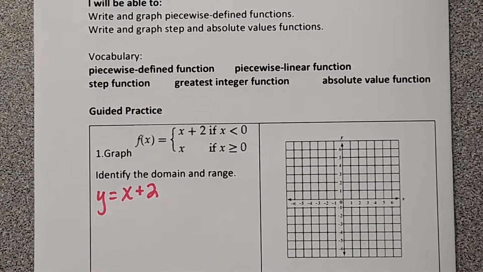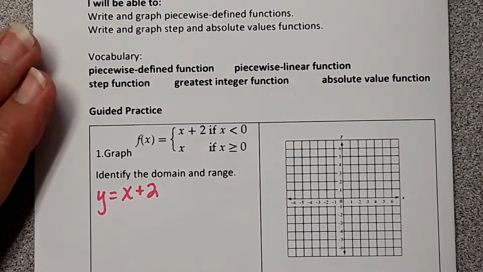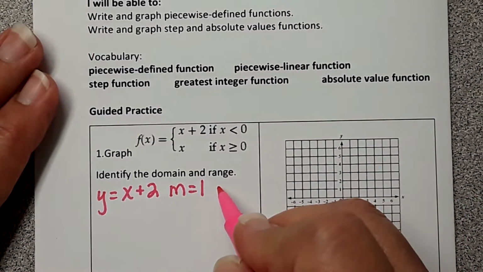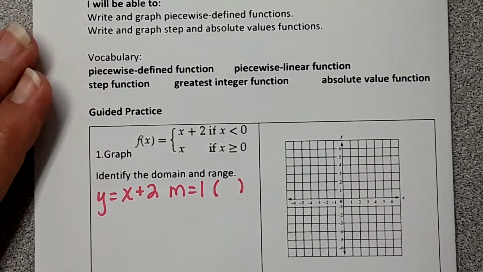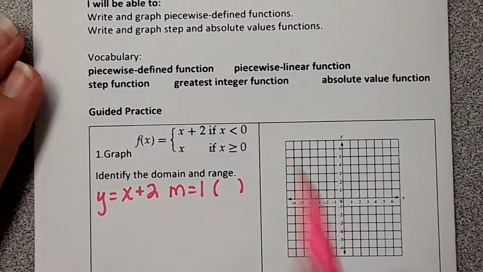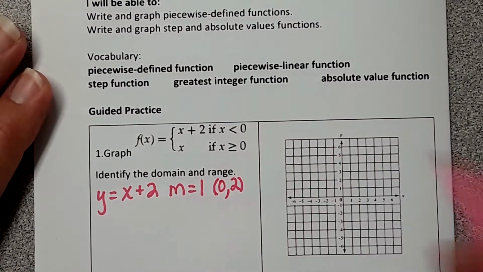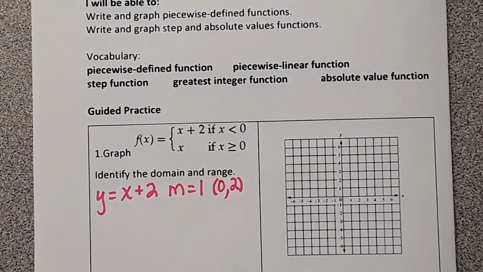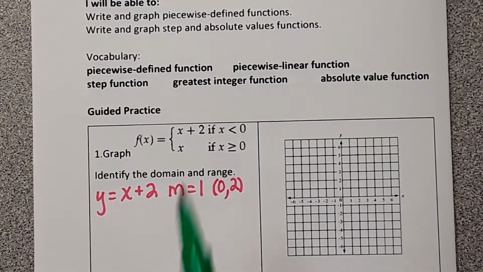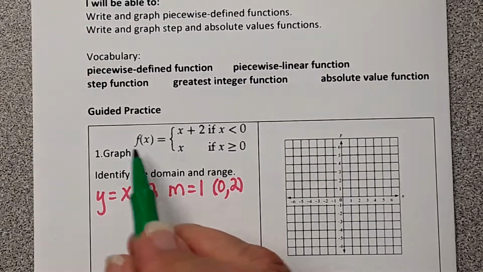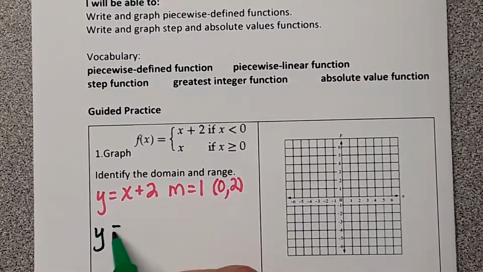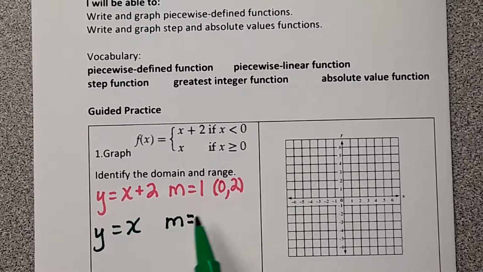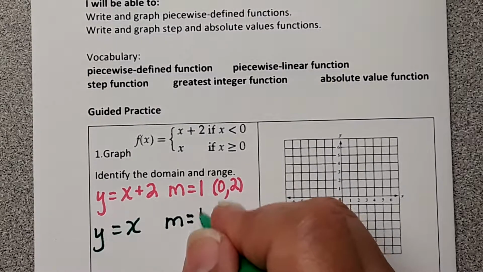So what is our slope? 1. So our m is 1. And what is our y-intercept? How do you write it as an ordered pair? 0, 2. Then the next one is going to be f of x equals x, so that basically means y equals x. What is our slope for there? 1. And what is our y-intercept?